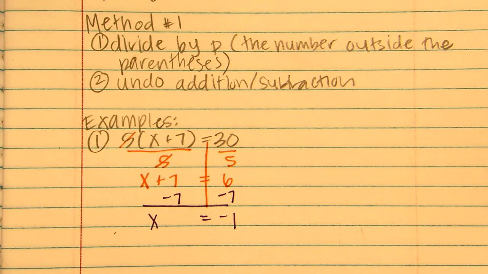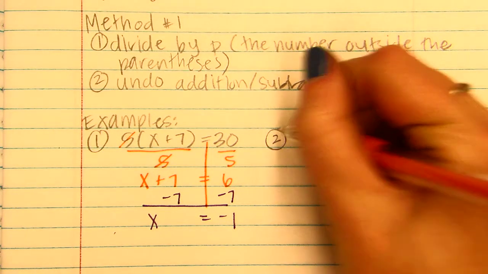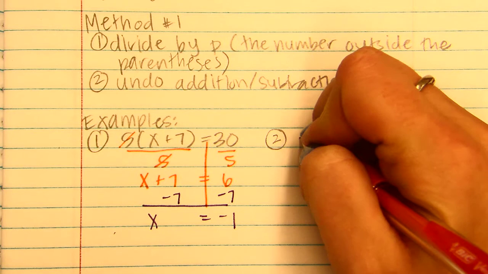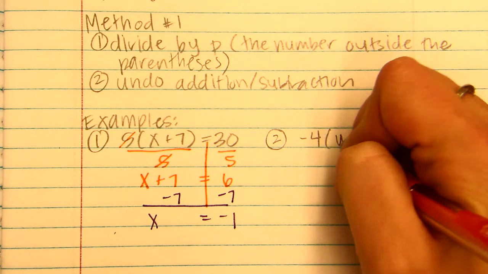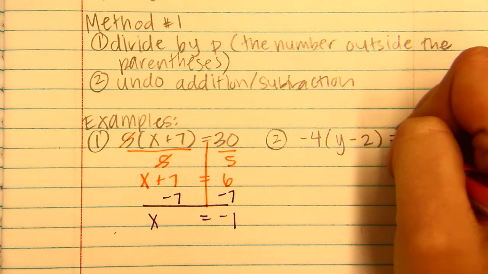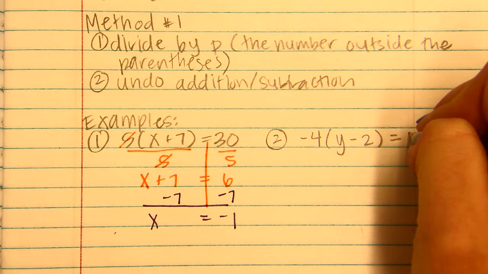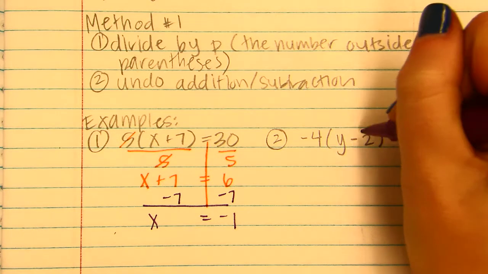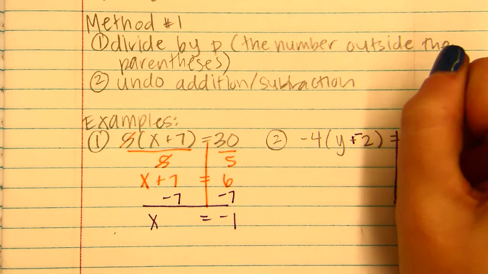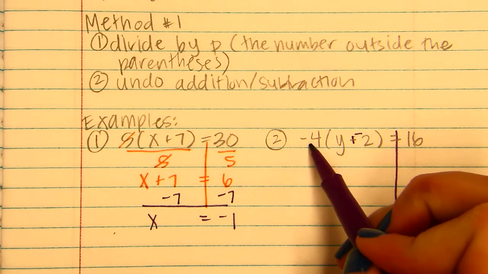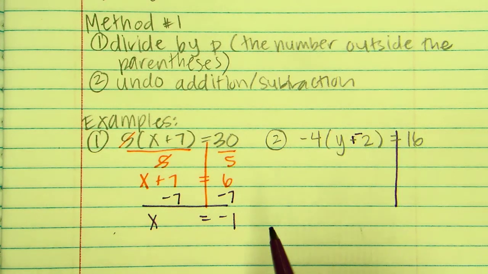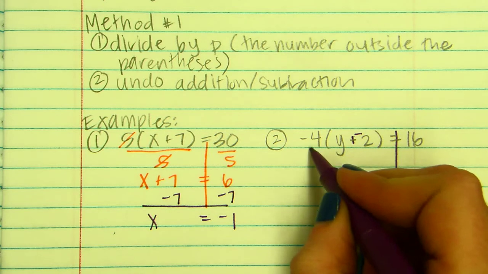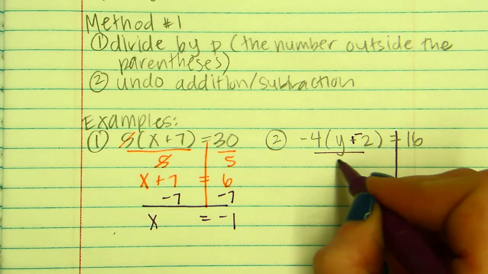Let's do another one like that. Let's do -4 times y minus 2 equals 16. So the first thing I would always do is change the sign of the one behind, and then I'll draw my line. I want to get rid of this -4 first, since the parentheses are grouping this all together. This is -4 times all of this, so I'm going to divide by -4 on both sides.